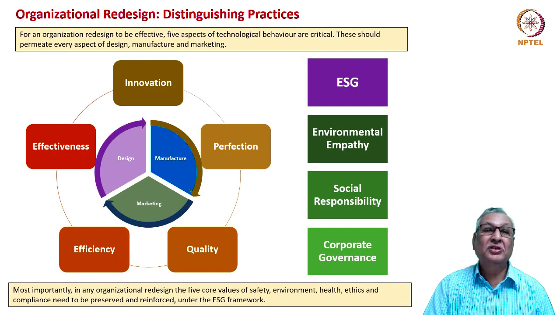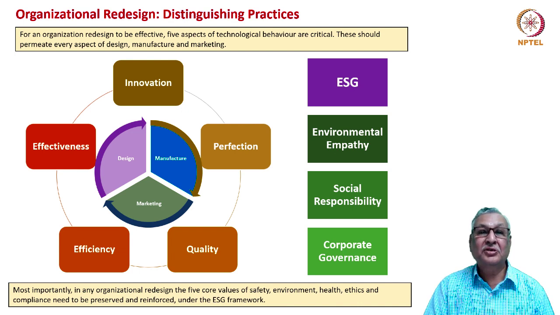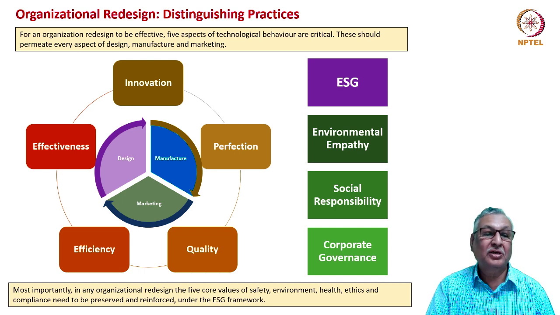So what are the distinguishing practices of organizational redesign? You will be able to connect each of these distinguishing practices with the two examples of organizational redesign I dealt with in the previous two lectures. There are 5 aspects of technological behavior that are critical. A. Innovation. B. Perfection. C. Quality. D. Efficiency. And E. Effectiveness. These must permeate all the core functions of design, manufacture, and marketing.